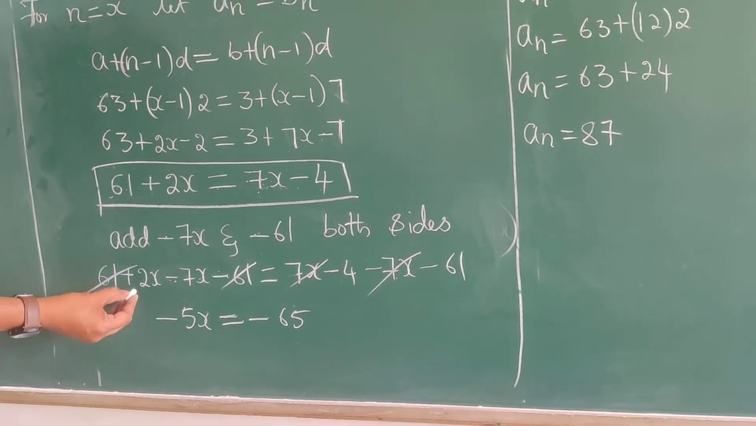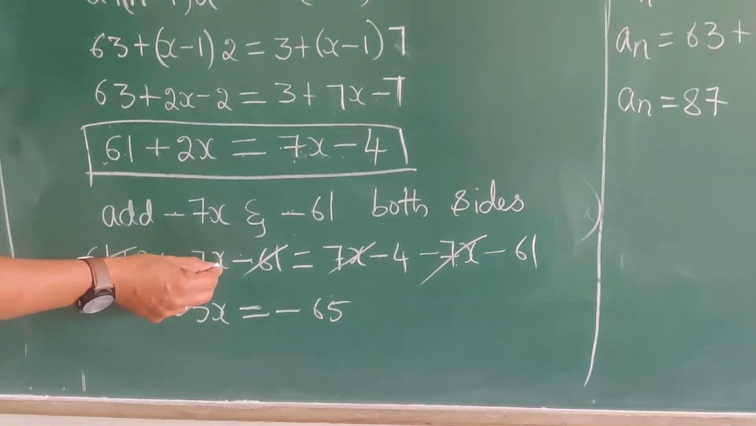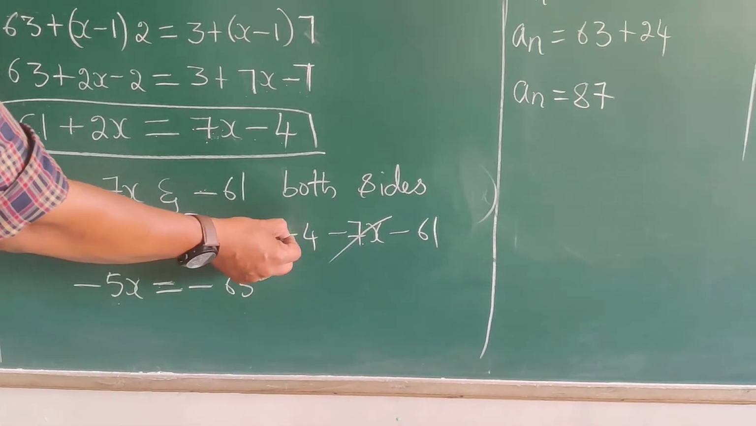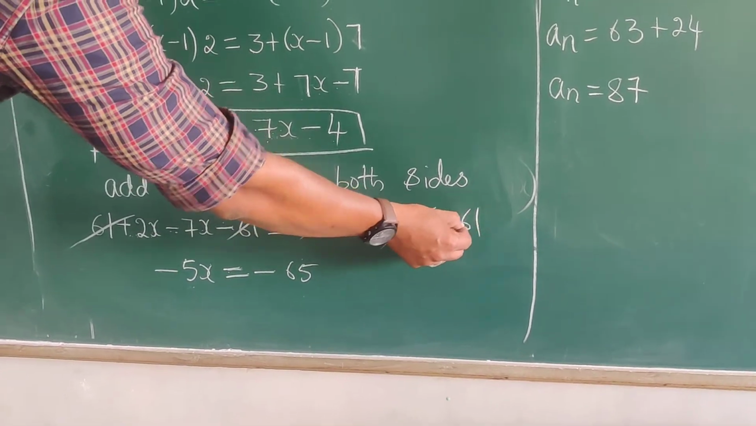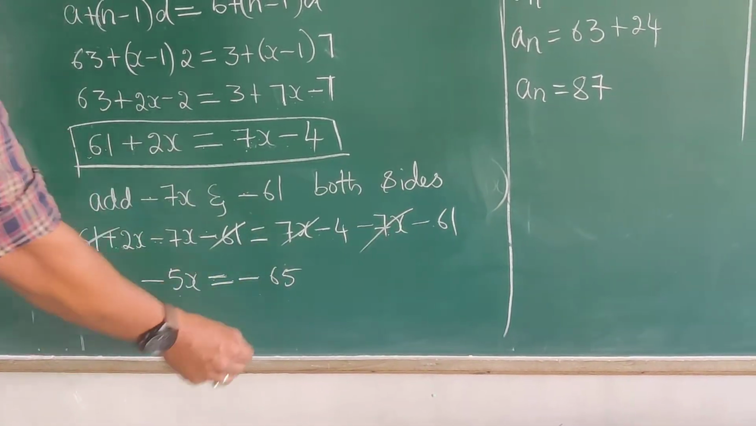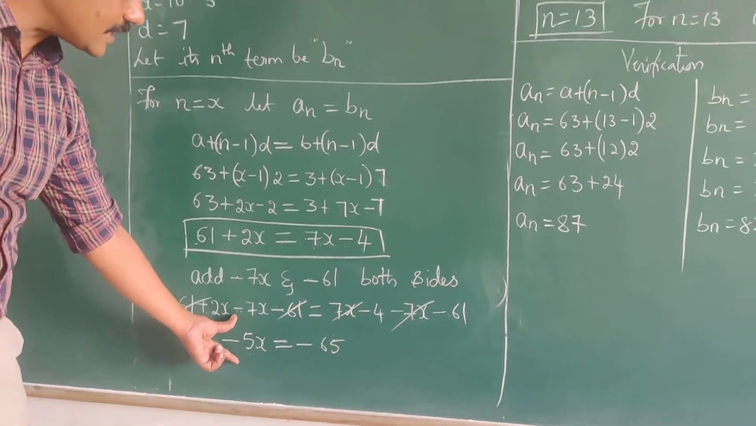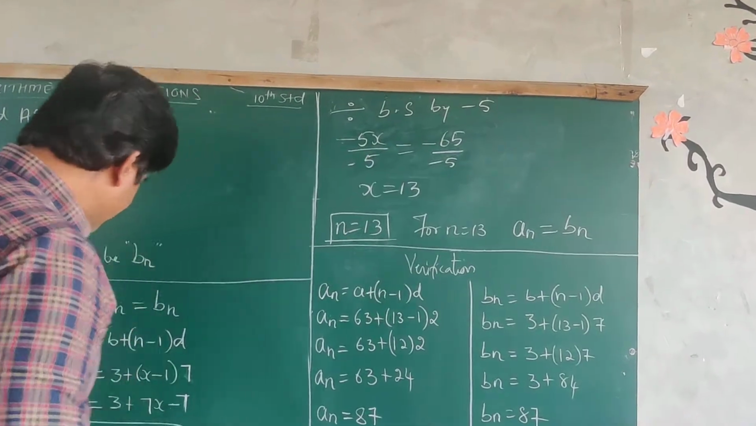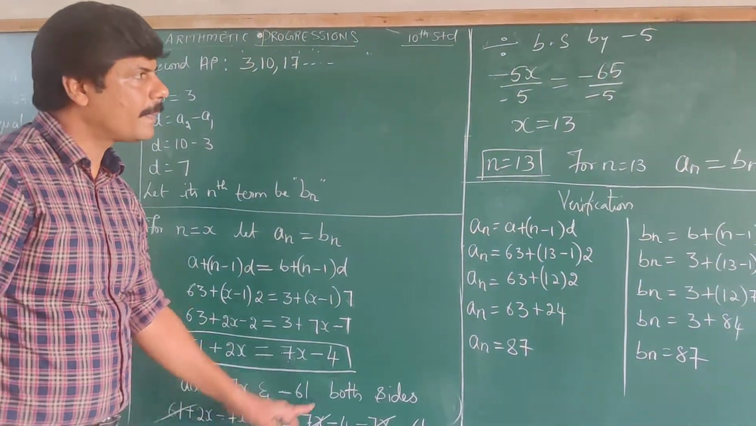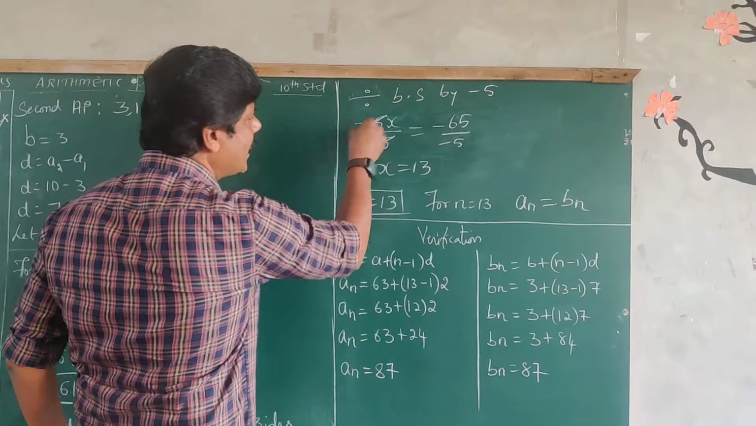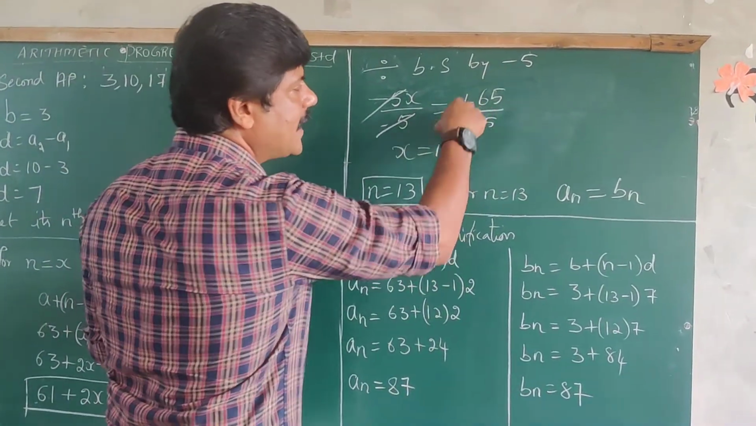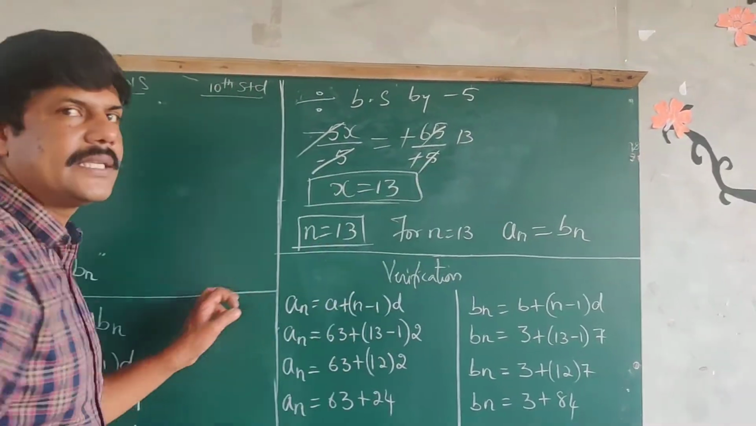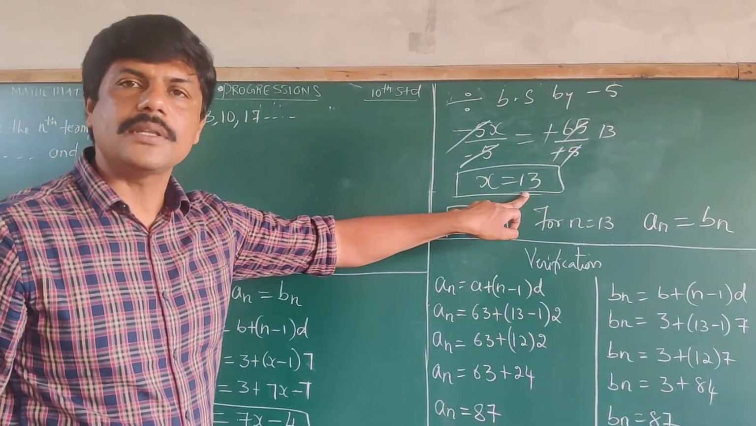What is remaining is plus 2x minus 5x, which is nothing but minus 5x, is equal to minus 4 minus 61. Minus 4 minus 61 is minus 65. We have got minus 5x is equal to minus 65. Now divide both sides by minus 5 such that minus 5 gets cancelled. Minus gets cancelled. 5 times 13 is 65. Thus we have got the value x is equal to 13.